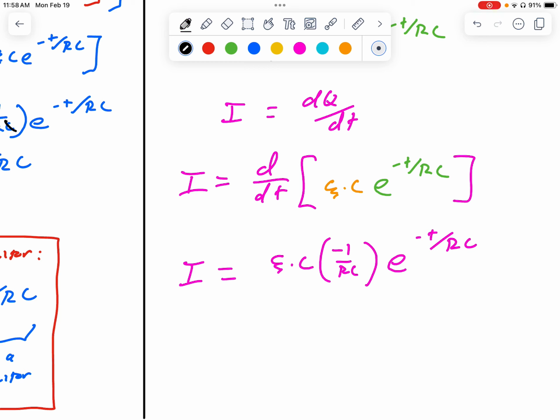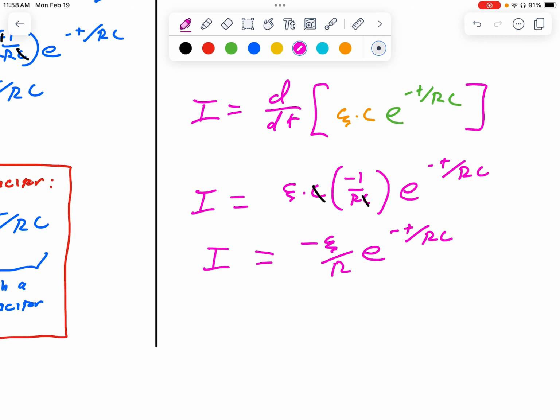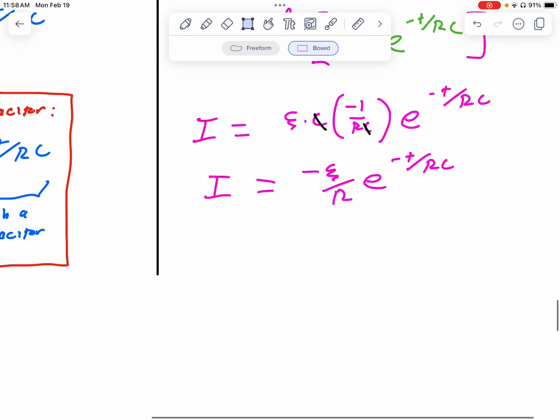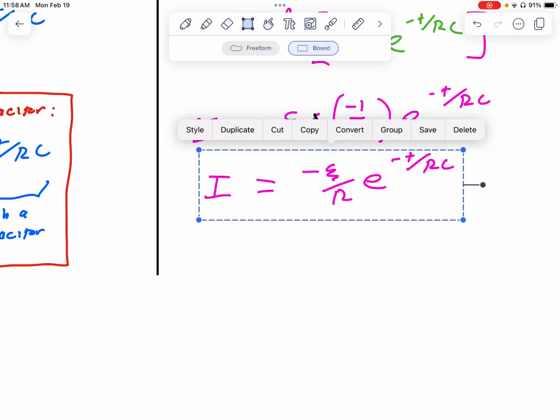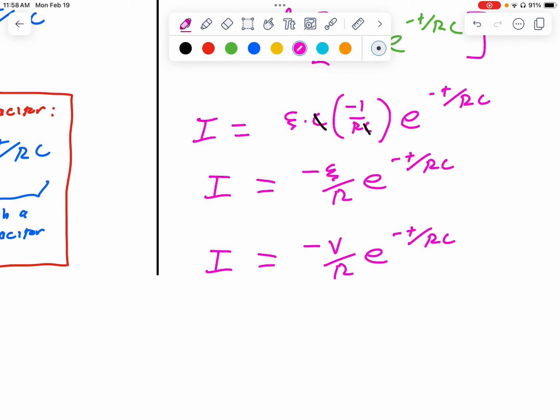All right, and let's see, so we can cancel out a C like we did before, but in this case, we cannot cancel out the negative sign. So what are we left with? We got negative epsilon over R, E to the negative T over RC. Okay, and if I take this, let me just replace that little epsilon for EMF with V for voltage to make it more familiar.